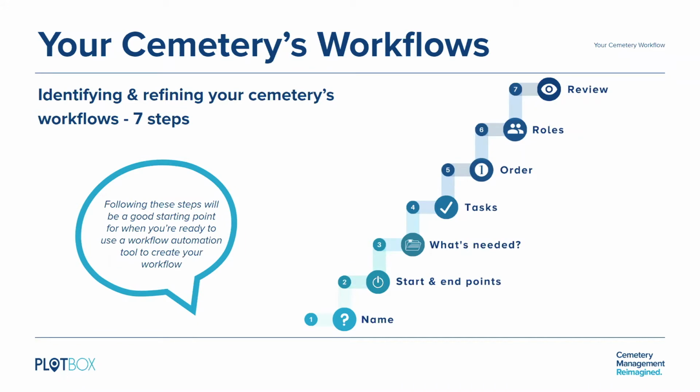And then lastly, you want to review and finalize. So reviewing and finalizing means going back through from the top, making sure everything makes sense, making sure that all the start and end points have been identified. You have everything that's needed, your tasks, the order of operations, and the roles, and all of that. Making sure that that's all appropriately done. And once you've done that, you'll be at a good starting point where you can use a workflow automation tool potentially to create your workflow.